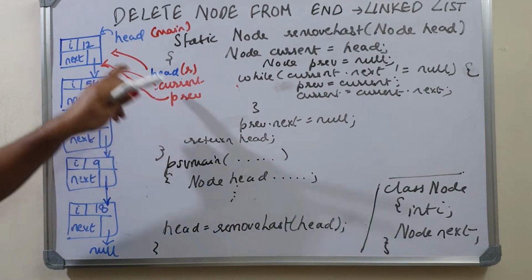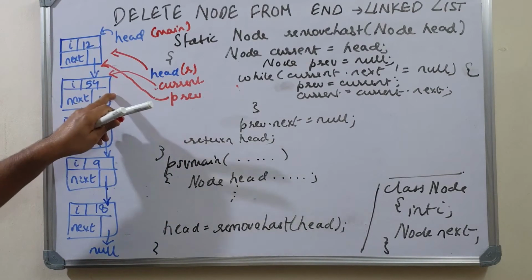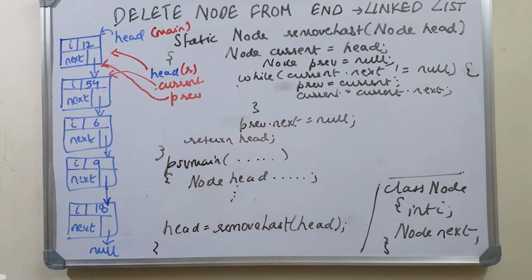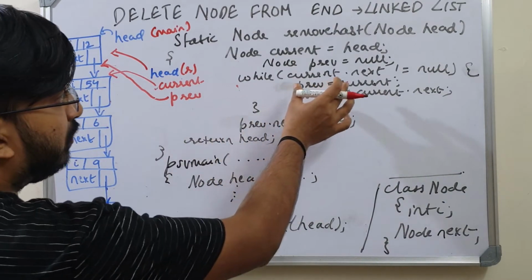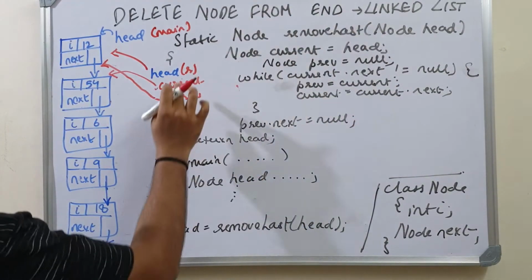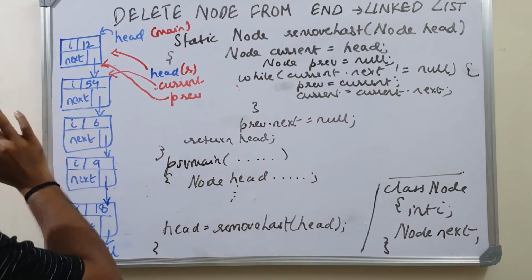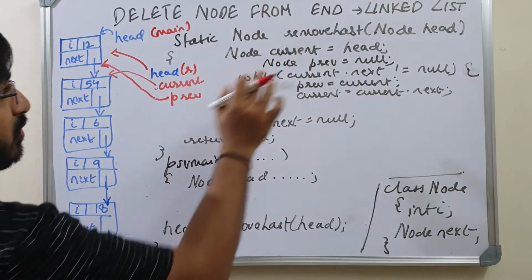So previous is pointing to this location, current is pointing to this location. The head that we got in this method is still pointing to this location. Again, we go back to check the while loop condition. Current dot next is not equal to null. Current is pointing to this location. Current dot next is this location. This is a memory location, not null. Condition is true. You go inside the loop.